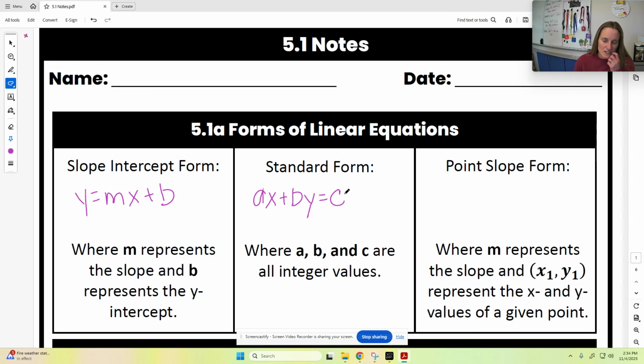And when you write a linear equation in standard form, a, b, and c are always integers. They're never going to be fractions or decimals. They have to be integer values. And you usually will see it where a is written as a positive value. So sometimes in order to make a be positive, it'll change the sign on b and c.